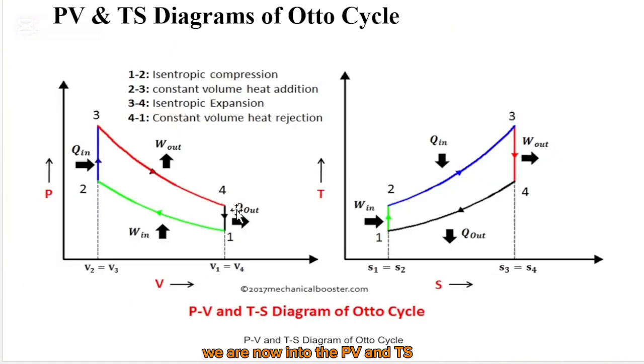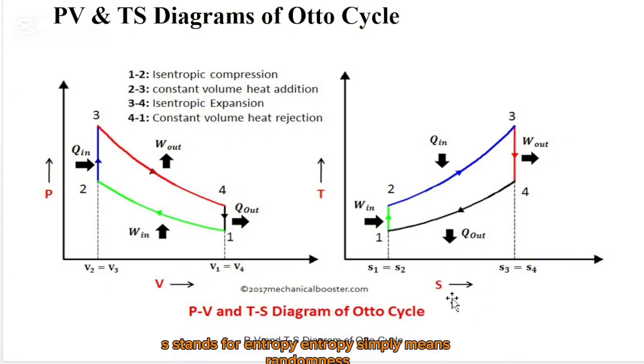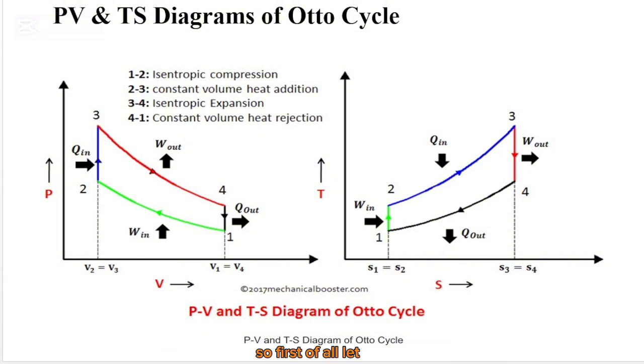Finally, we are now into the PV and TS diagrams of the Otto cycle. First of all, let us complete the PV diagram, and then I'll take you to the TS diagram. S stands for entropy. Entropy simply means randomness. First of all, let us look into the pressure-volume diagram. We are going to start with the first process, this isentropic compression, the 1 to 2 process.